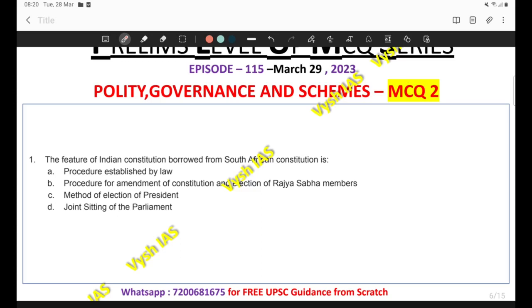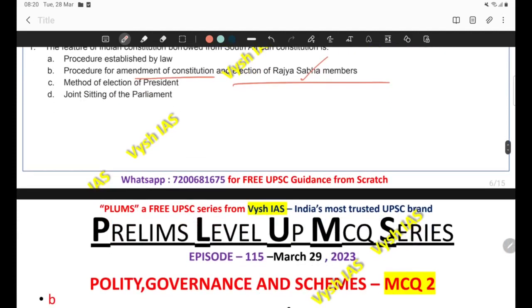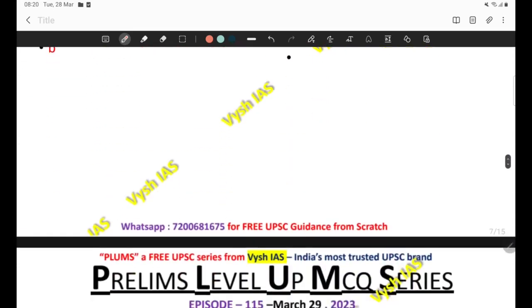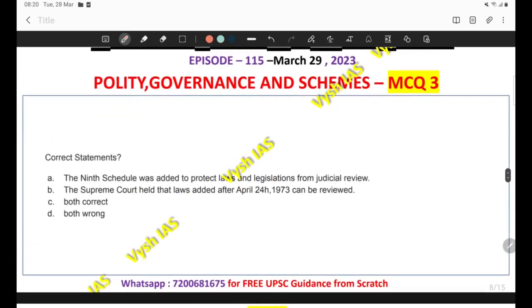What are those features and from which country have they been borrowed? It is clearly stated in Lakshmikant, the important ones, so you can glance through that. Here the correct answer comes out to be B, procedure for the amendment of the constitution and election of Rajya Sabha members. This has been taken from the South African constitution. Now come to the next question.